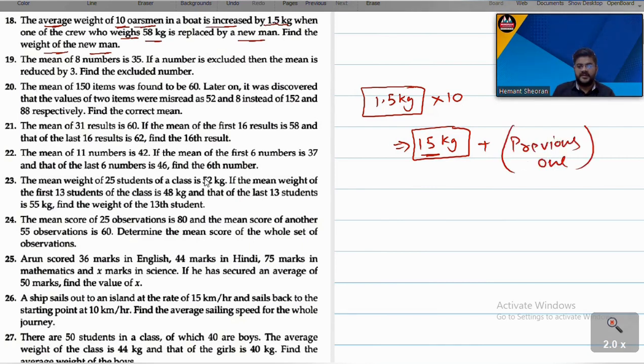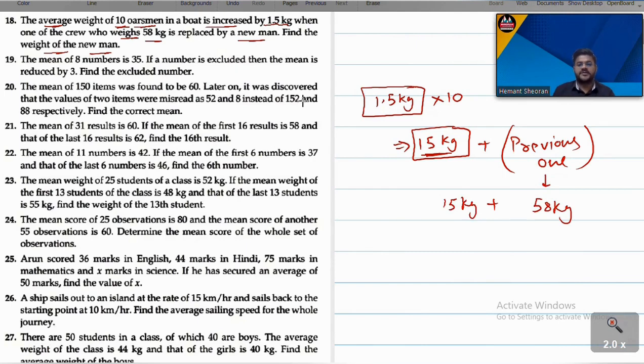Because if it is the same, then there will be no increase. But now it is increasing. By how many kg has the total weight increased? So you can say the total weight has increased by 15 kg. So that 15 kg is due to what? Due to the new man that we have added. So the previous man has a 58 kg weight, and then this one has 15 kg extra weight. We get to know from the statement.